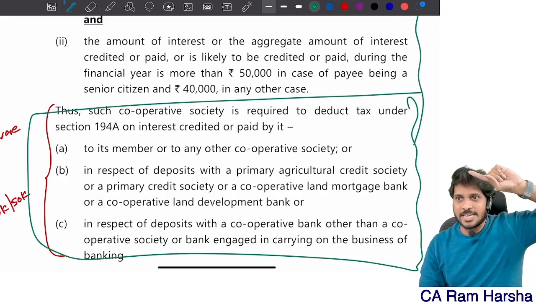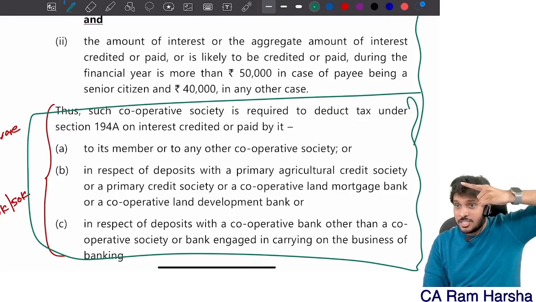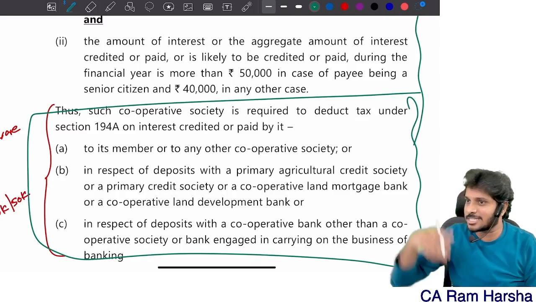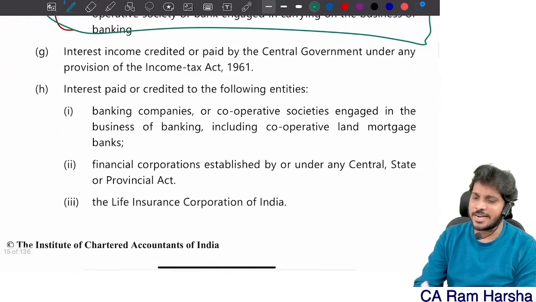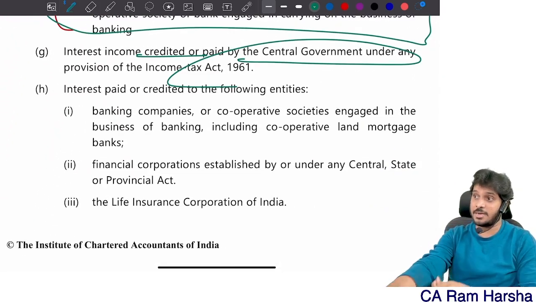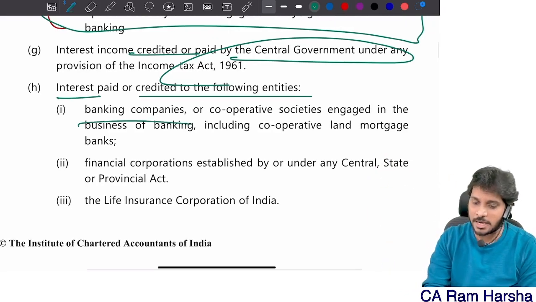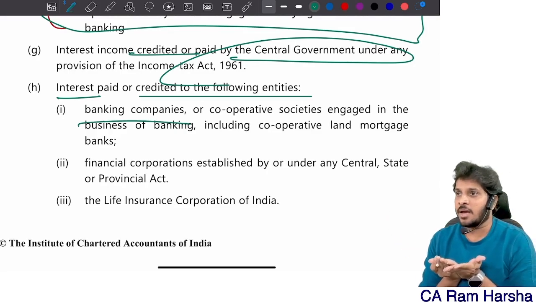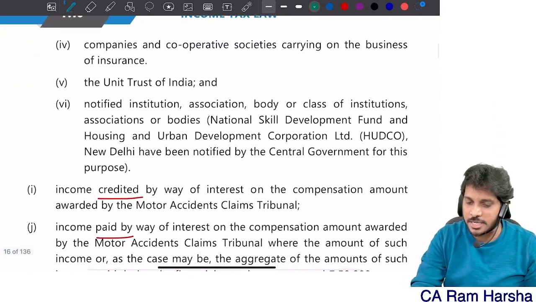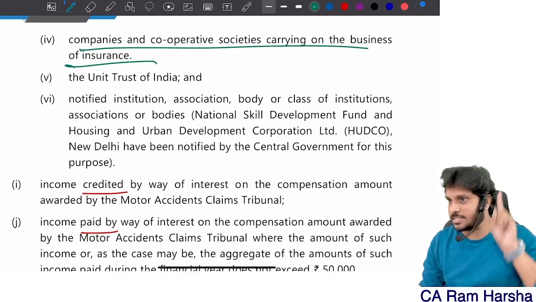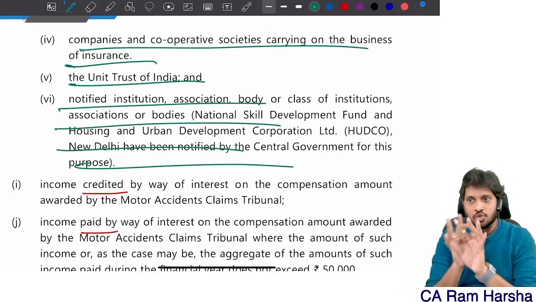First they gave TDS 10% applicable. Then they said exemption is available. When exemption will be withdrawn, they said. If exemption is withdrawn, what is the consequence, they said. That's how the entire section is drafted. Clear? And of course, interest credited or paid by central government: if central government is paying interest, no TDS is applicable. If interest is paid or credited to a bank, say I borrowed a housing loan from SBI and I am paying interest every year, should I deduct TDS? No. Financial corporations, Life Insurance Corporation, companies and cooperative societies carrying on insurance business, Unit Trust of India, notified institutions and bodies. For these, if I pay interest, no problem.